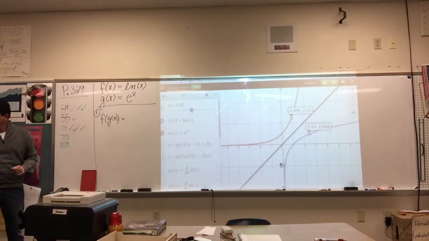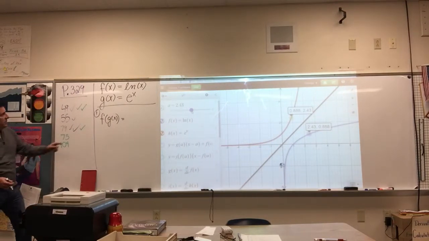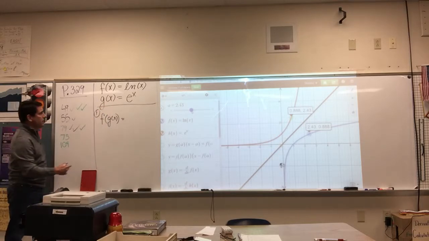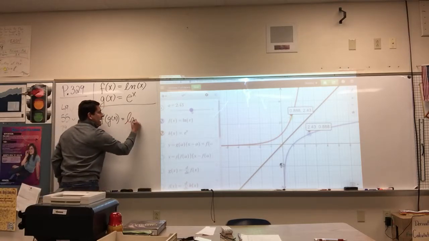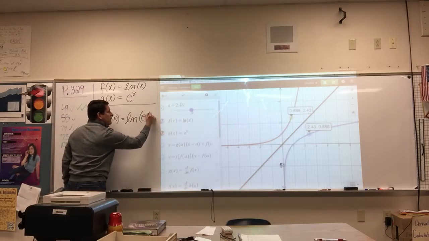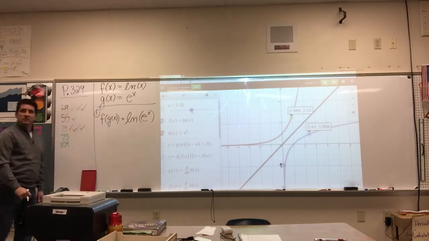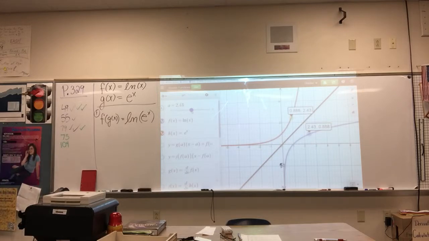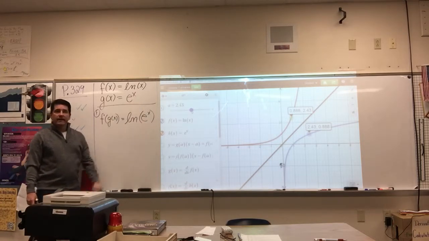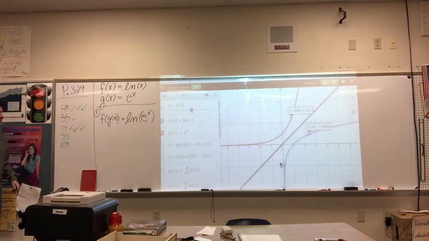Well, let's just do it, right? This means we take the g function and we plug it into the x, into the f function. So it's going to be the natural log of e to the x. Did I do that right? The g function is e to the x. It goes in place of that. This is a composite function.